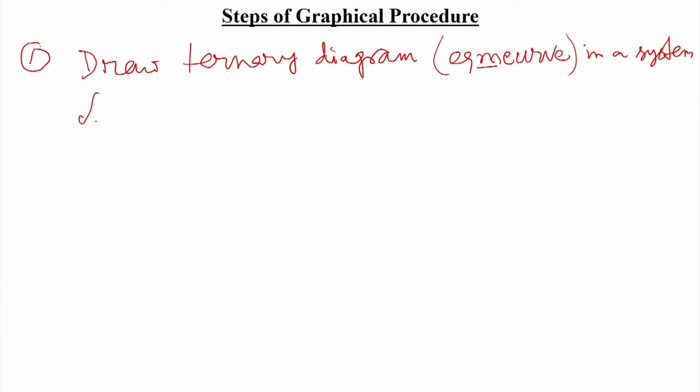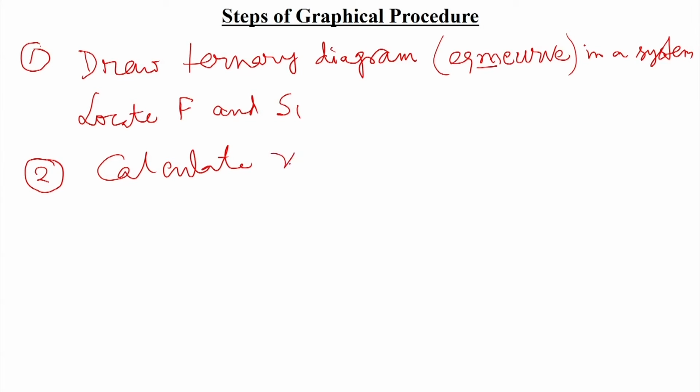Now, we need to locate F and S1. Okay. Then the second step will be we need to calculate XM1. We have this equation for XM1, from there we will be calculating this, and then we have to locate point M inside this two phase region. That will be in between on the FS1 line.